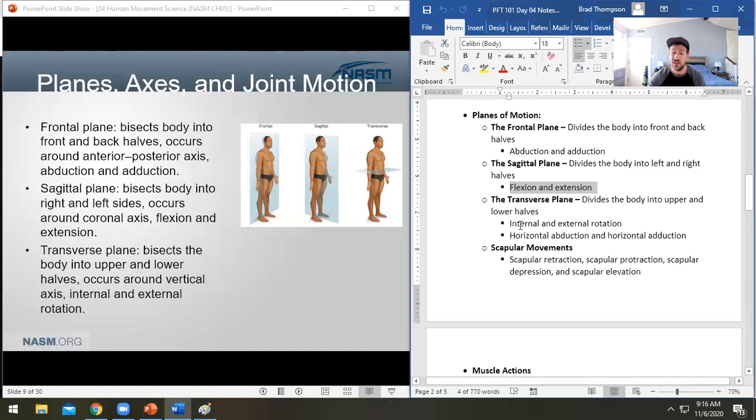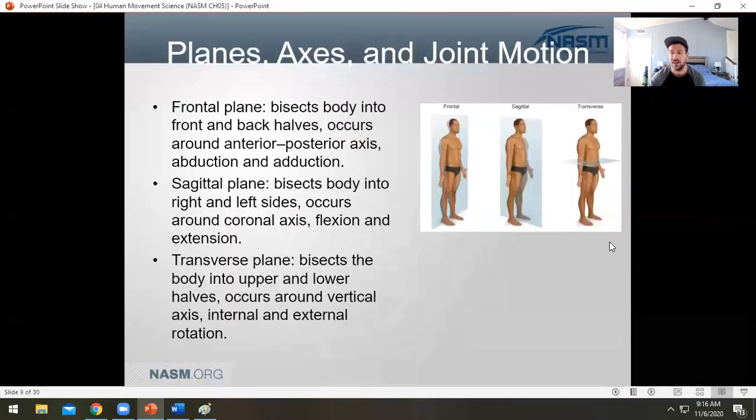And then we've got the transverse plane. The transverse plane is going to cut you in the middle. This is going to divide you into an upper and a lower half, or a superior and an inferior half.